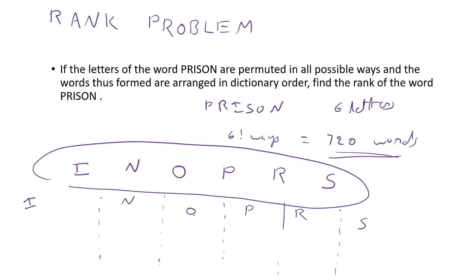Now we have to search for the word prison. I cannot find this word in the first page, second page, or third page, because the first page begins with I, the second page begins with N, and the third page begins with O. So I can directly jump into the page which starts with P. But before jumping into that page, I have to count how many words there are in these 3 pages, that is, in the first page, the second page, and the third page. So let us write down how many words are there here.